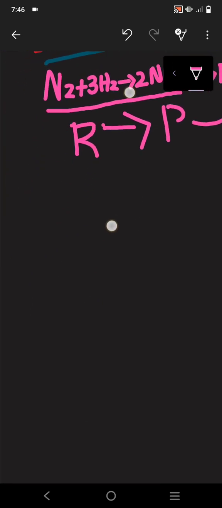Okay, now we'll take this example and it will go in the opposite direction. As we know, 2 moles of ammonia gas will now be converted into 1 mole of nitrogen gas. See how everything changes, as I told you, by the double-headed arrow. The direction of the arrow will change.